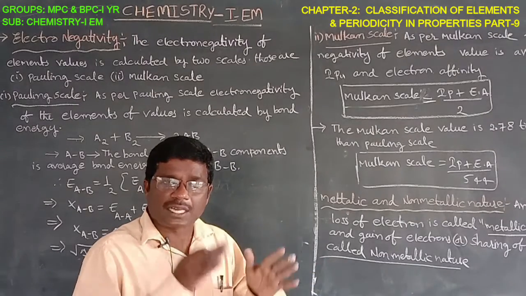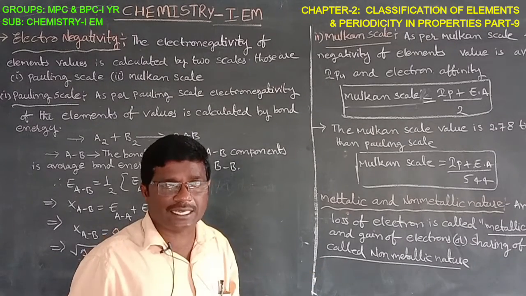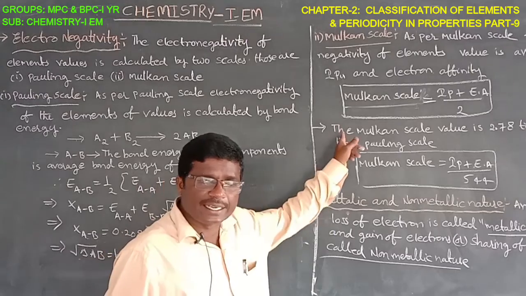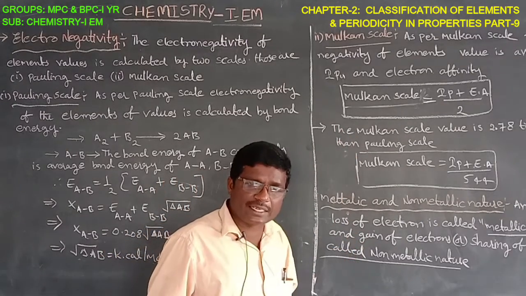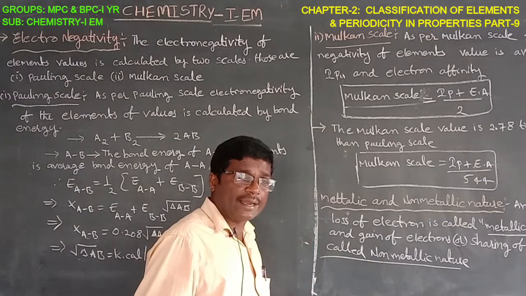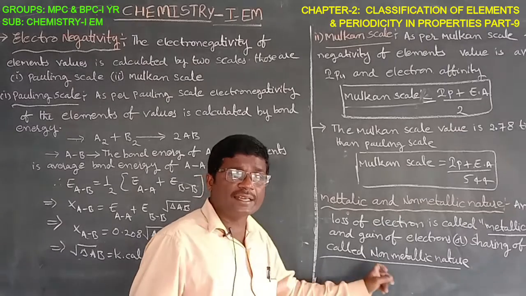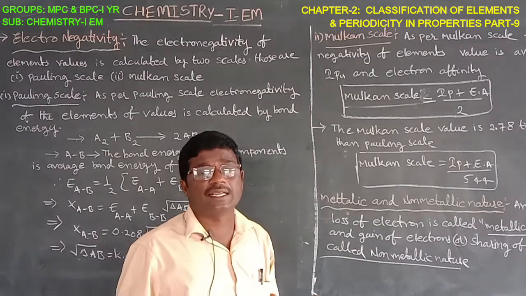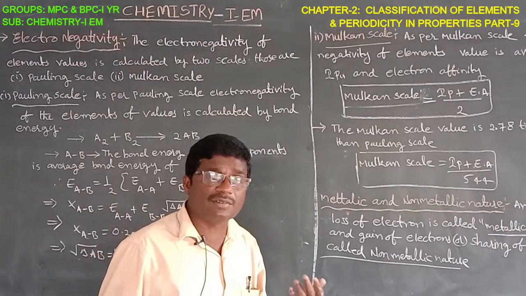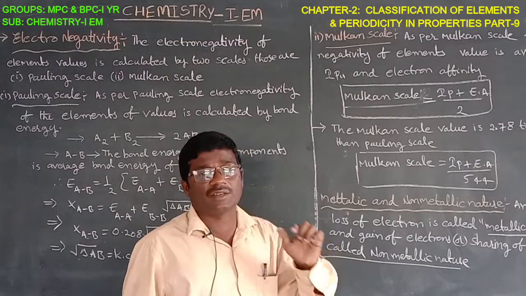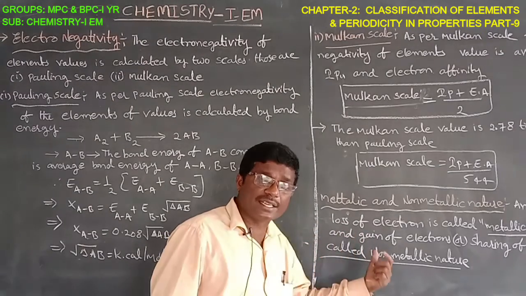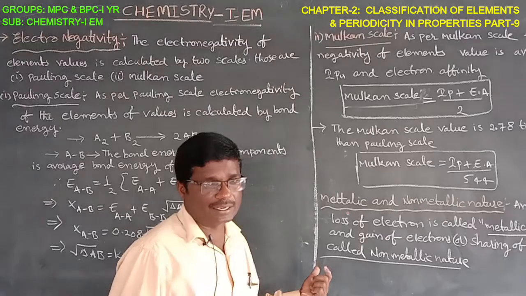In any group, from top to bottom, non-metallic nature decreases and metal nature increases because atomic radius increases. Variation in a period: from left to right, non-metallic nature increases and metal nature decreases. Metal nature means the loss of electrons. Non-metallic nature means the gain or sharing of electrons.